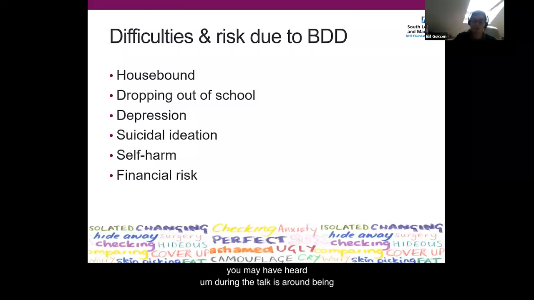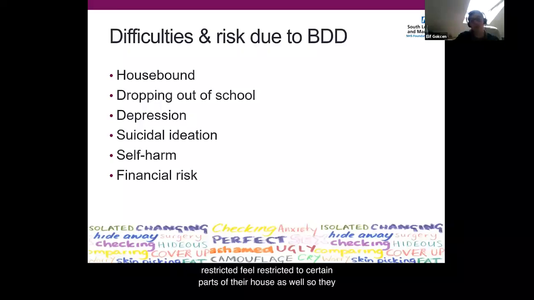Some of these, as you may have heard during the talk, are around being housebound. Because of the distress experienced from the appearance concerns, young people may find that a way of avoiding this is to not leave the house, and they feel less anxious in that environment. This can mean that they're unable to go out to the shops, spend time with their friends, and sometimes even feel restricted to certain parts of their house. They might find it difficult to step out into the garden too.